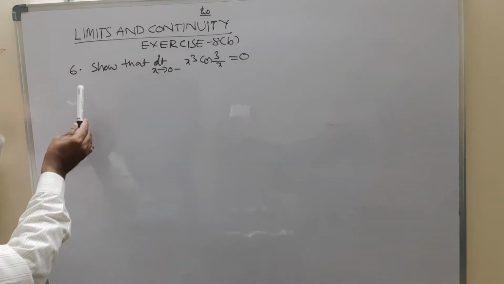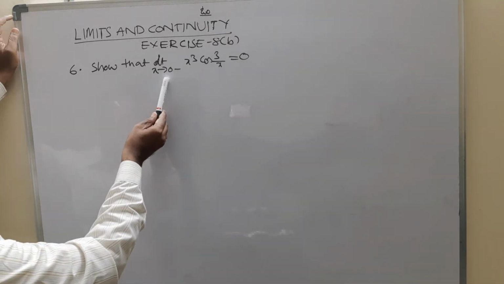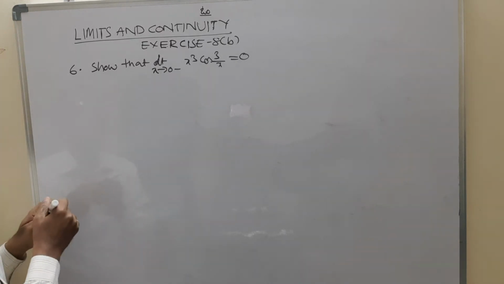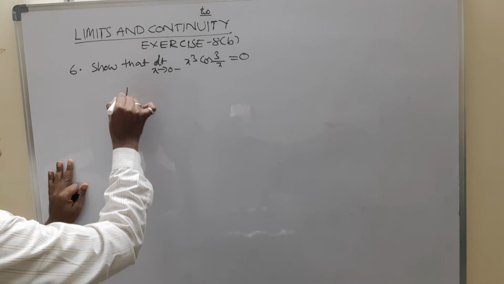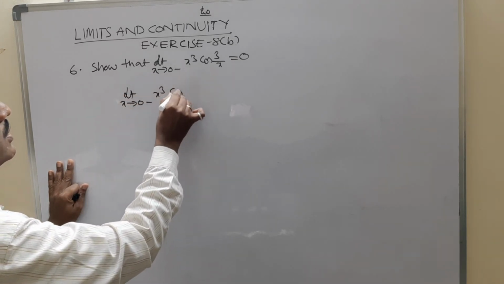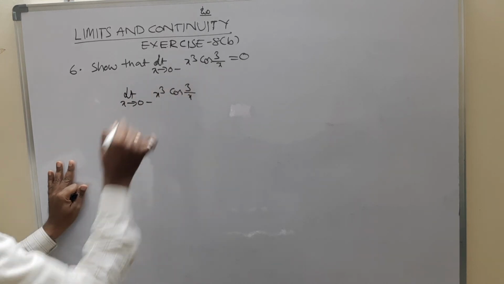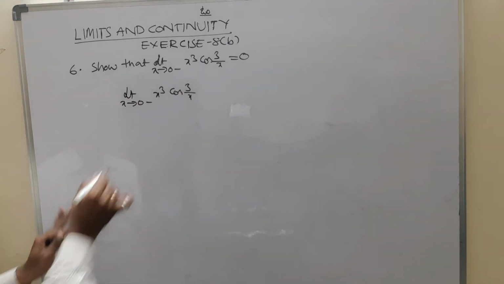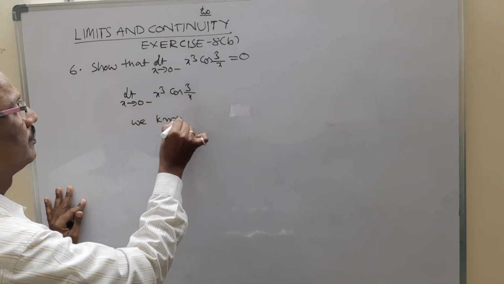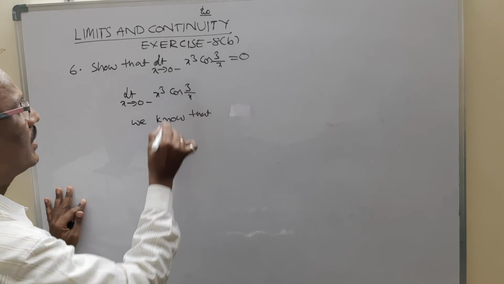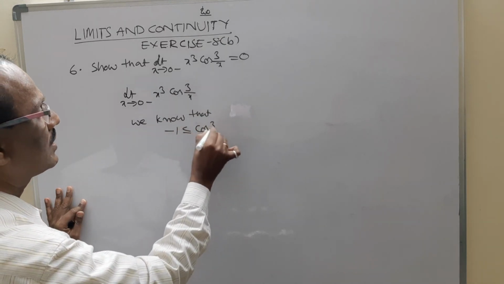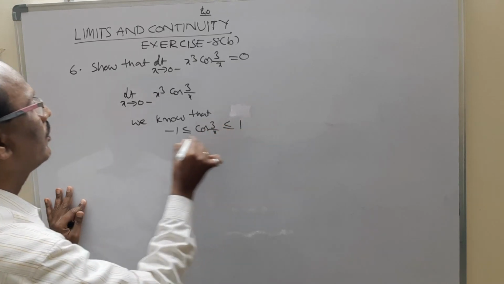Question number 6. Show that limit x tends to 0 minus of x cubed cos 3 by x equals 0. Here the given question is limit x tends to 0 minus of x cubed cos 3 by x. In this problem, to apply the sandwich theorem, we know that cos 3 by x values satisfy minus 1 less than or equal to cos 3 by x less than or equal to 1.